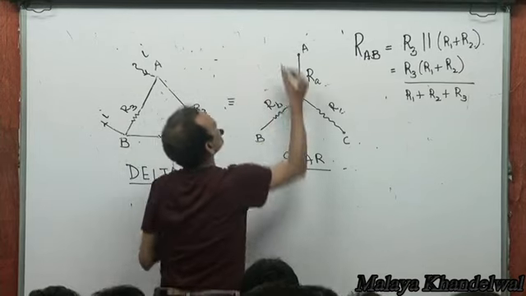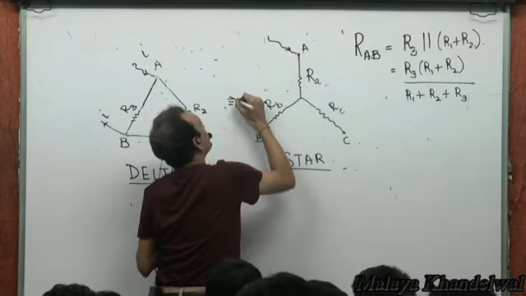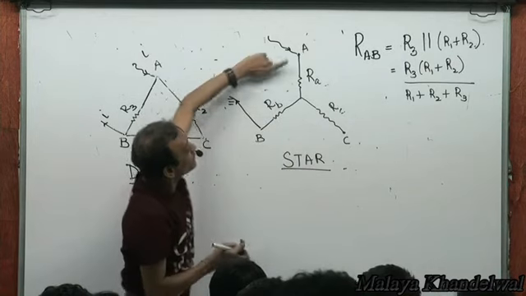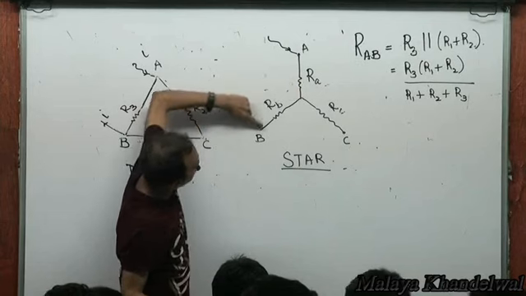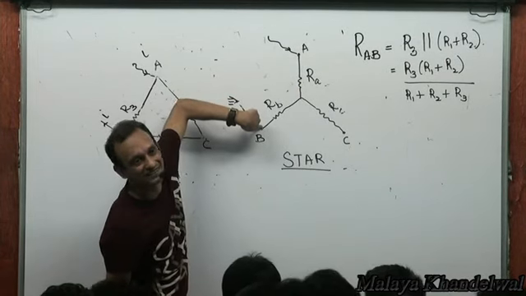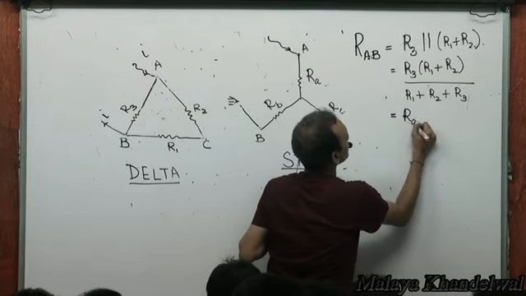Right? Which means if you imagine current entering A and leaving B, then the resistance that it encounters is RA plus RB. So that's RA plus RB.